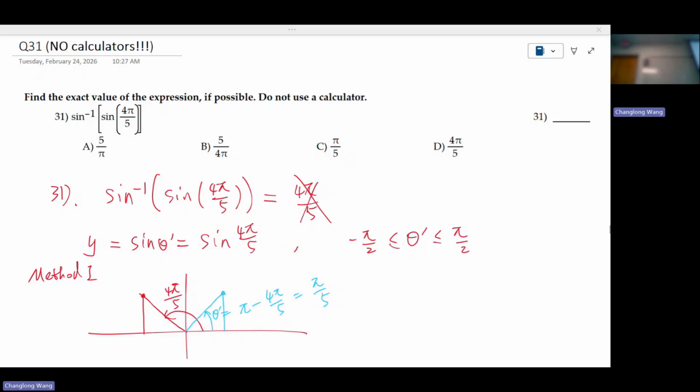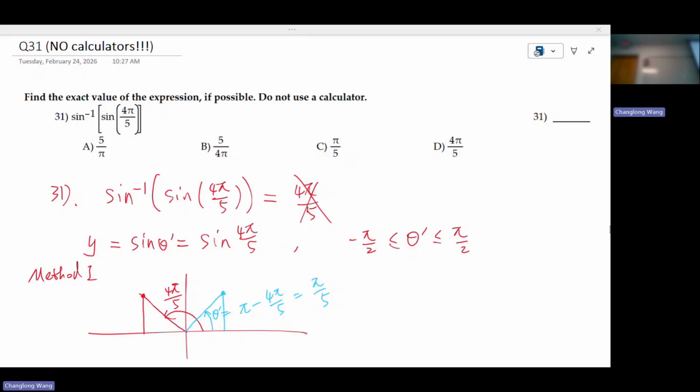Now, the second question is, then we're looking for an angle, right? Let's call it theta prime, that goes into the range of the sine inverse, right? But why am I drawing this graph? To assist the process of finding the theta prime. What's the logic behind this graph?